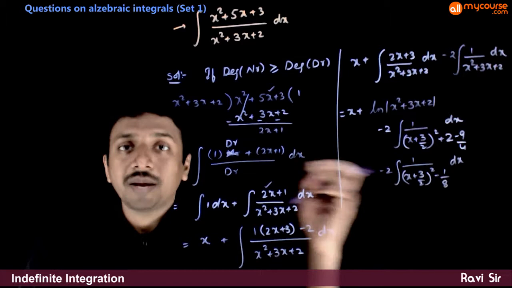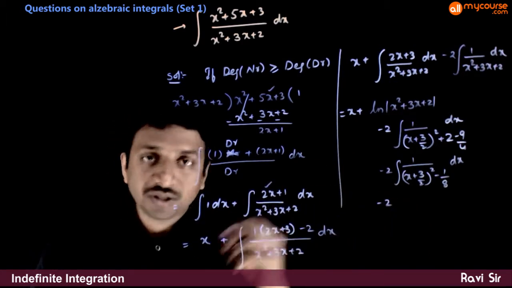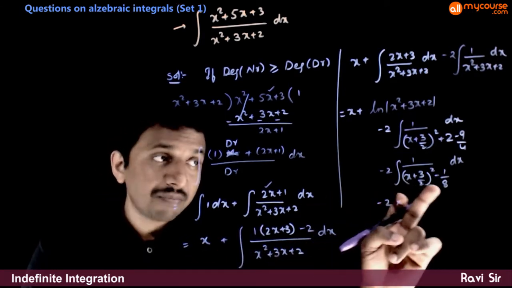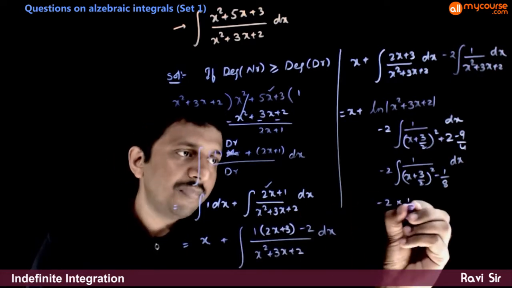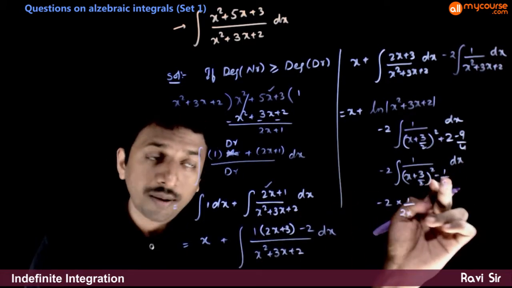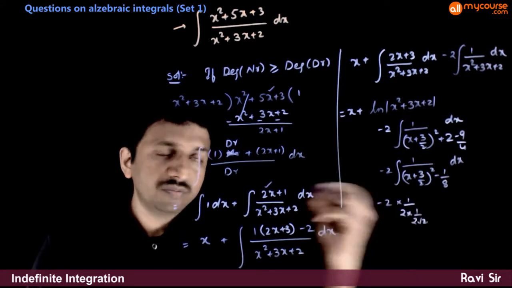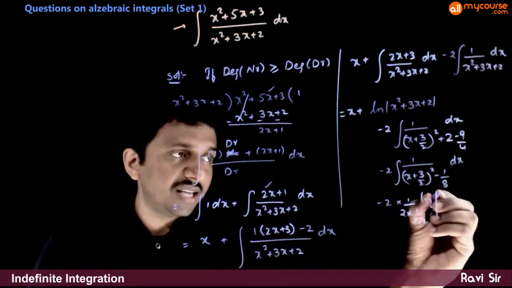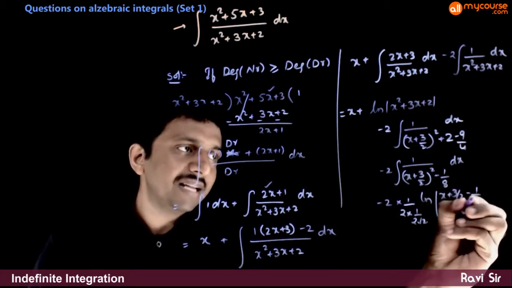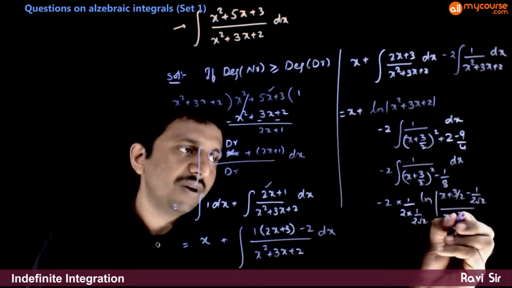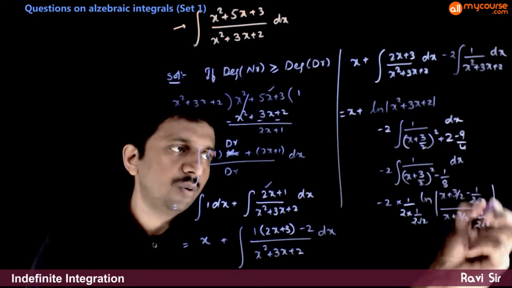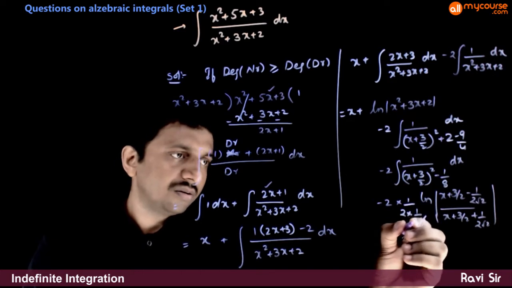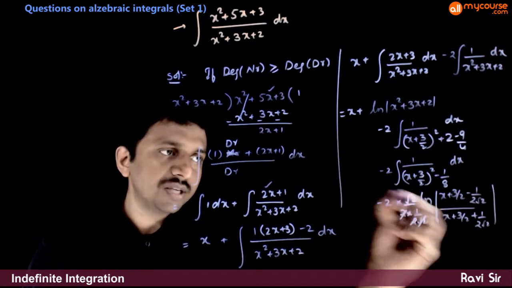So this is of the form x square minus a square. So the integration is minus 2 times 1 by 2a log mod (x minus a) by (x plus a). Here a is root of 1 by 8, which is 1 by 2 root 2. So 1 by 2a log mod (x minus a) by (x plus a), that is (x plus 3 by 2 minus 1 by 2 root 2) by (x plus 3 by 2 plus 1 by 2 root 2). So this will be the integration. The 2 and 2 get cancelled, and the root 2 gets cancelled and goes up.